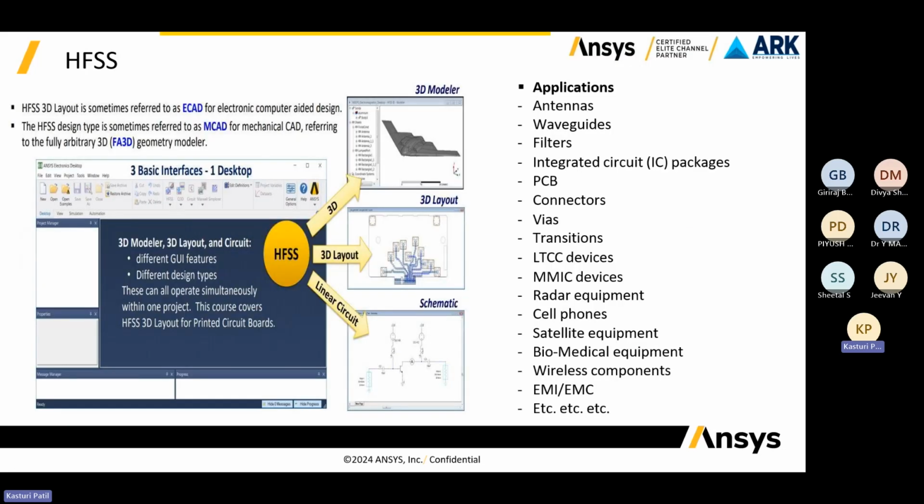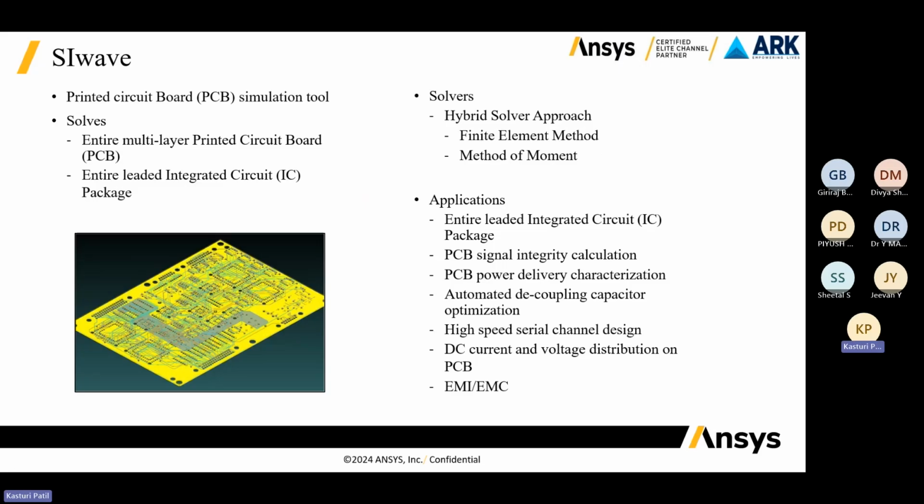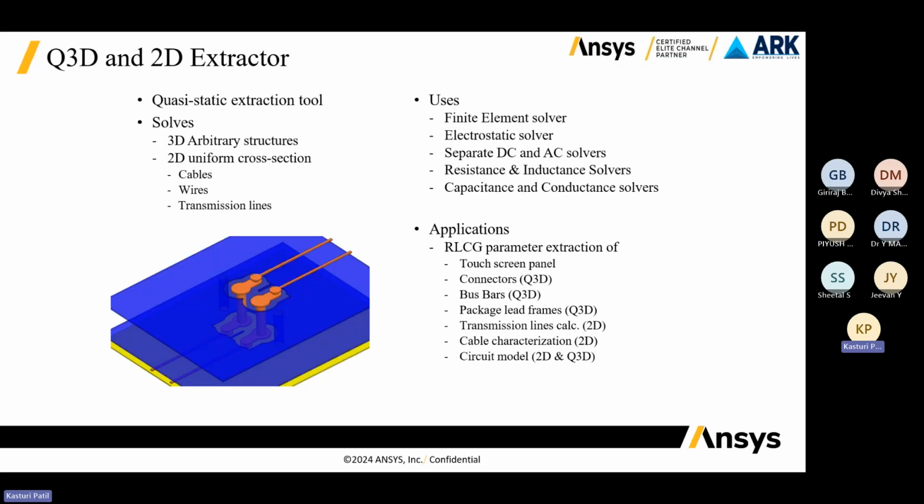In HFSS, apart from antennas, we can design wires, connectors, radar equipment, waveguides, filters, etc. SIwave is mainly dedicated to PCBs, where we can find signal integrity calculations, power integrity calculations, EMI and EMC analysis, and so on.